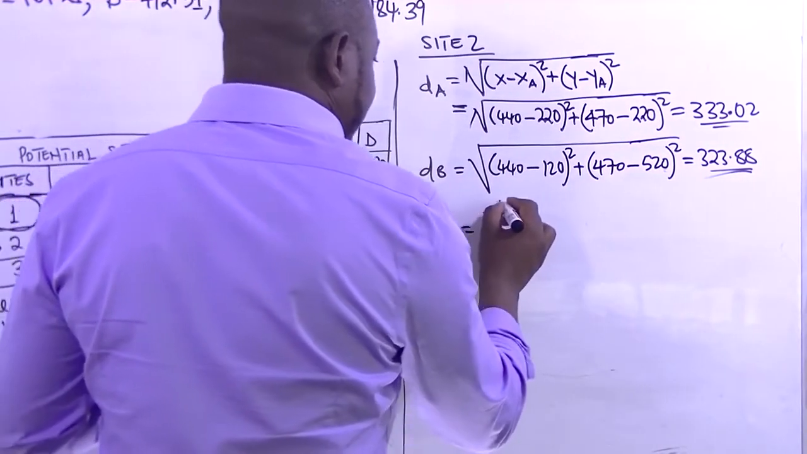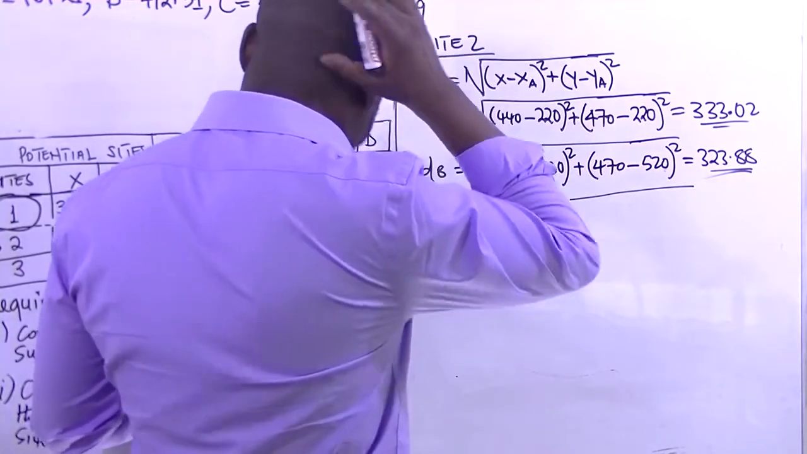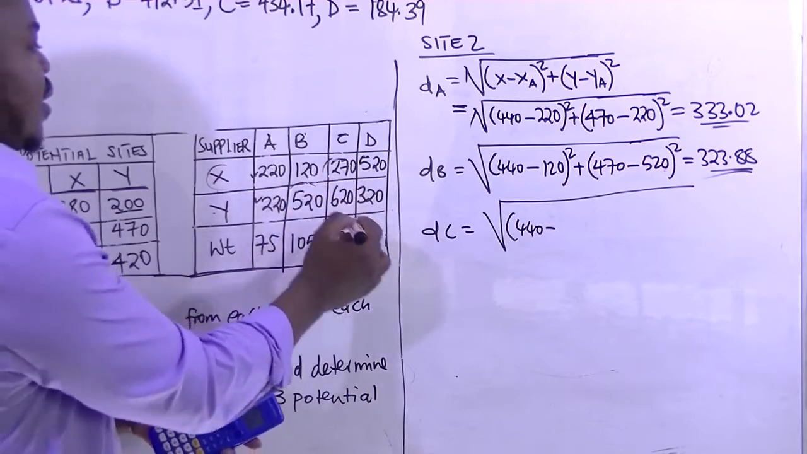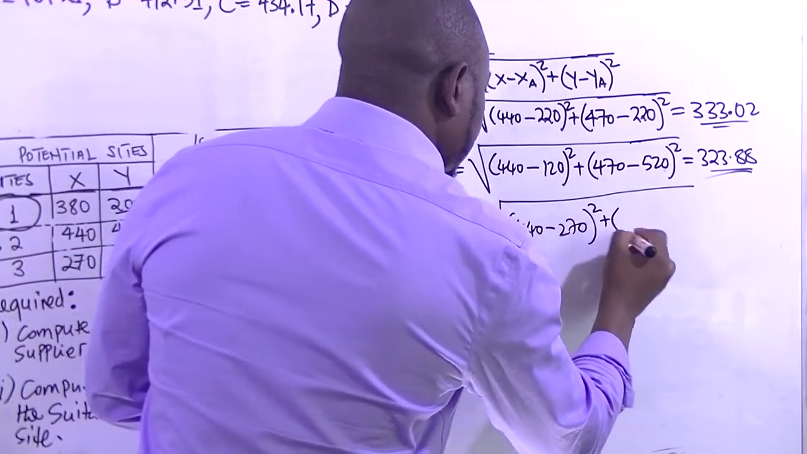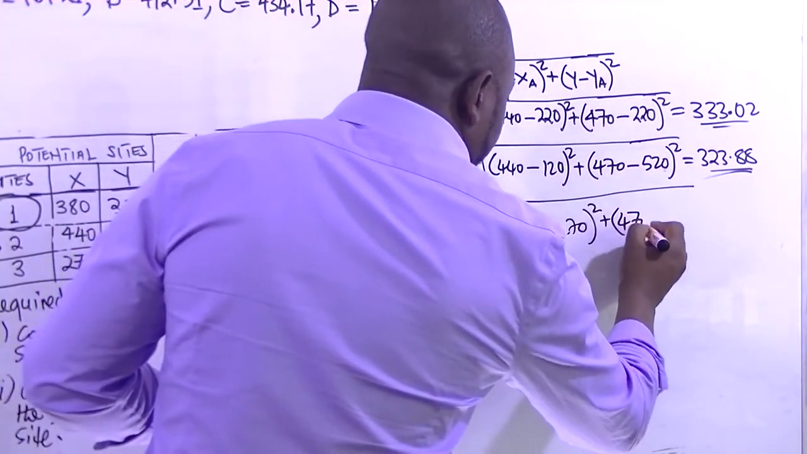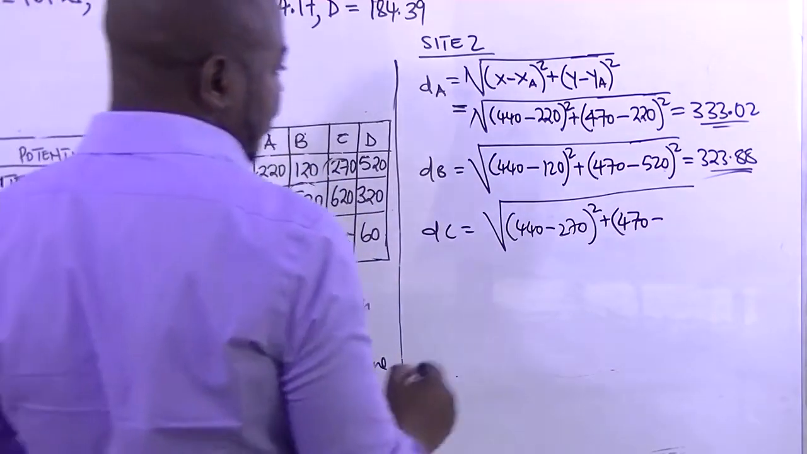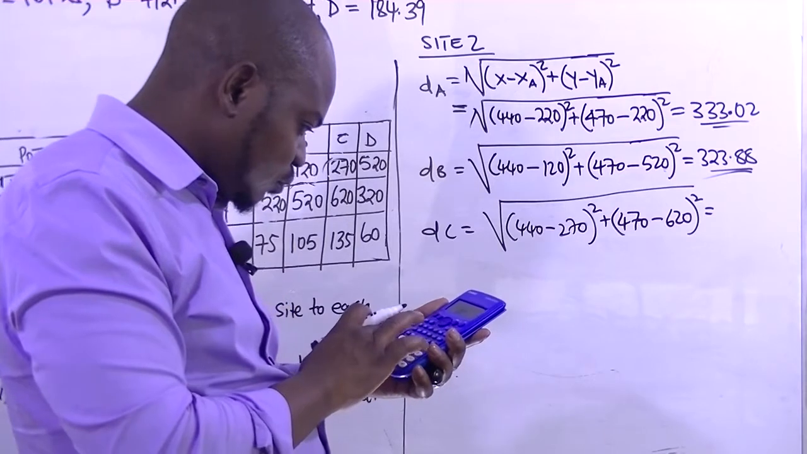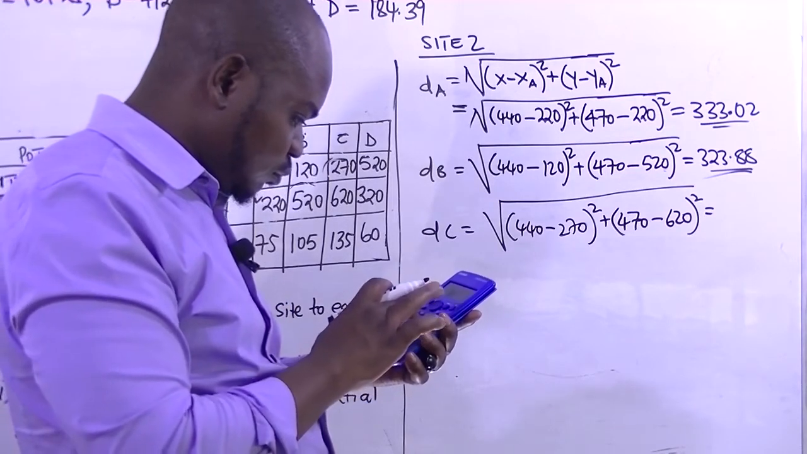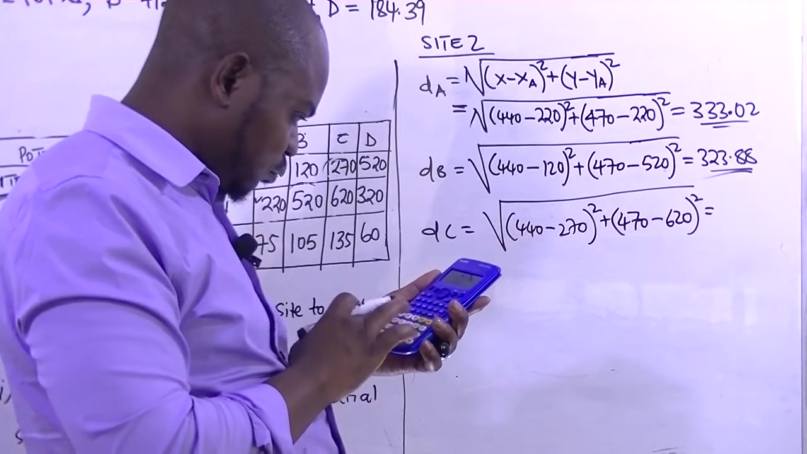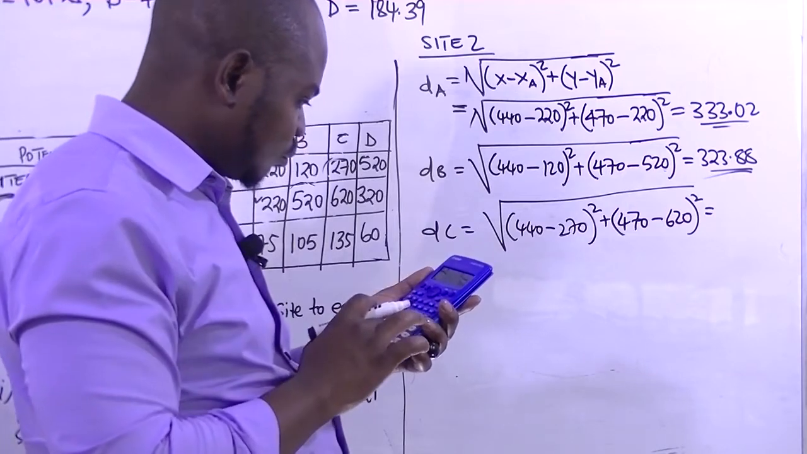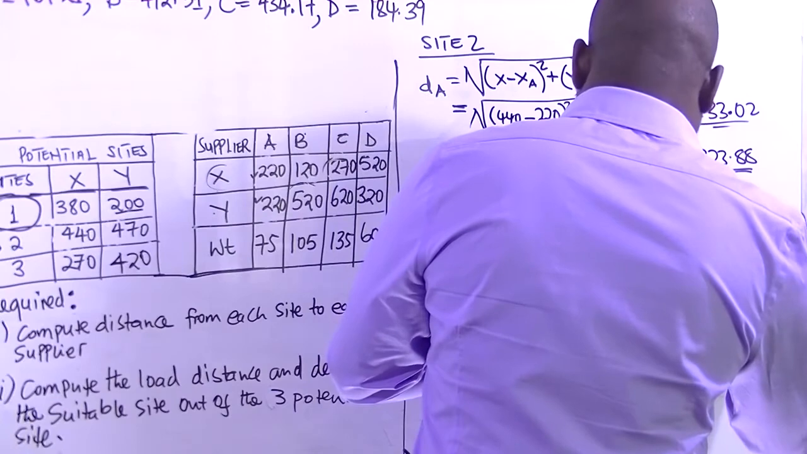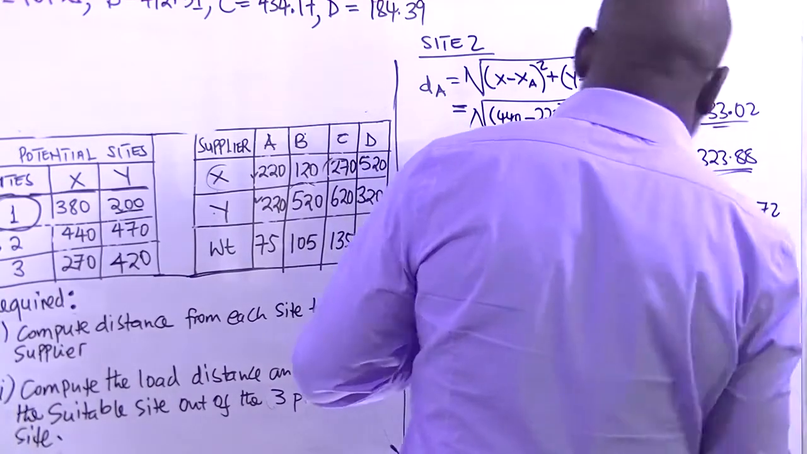So DC, like I said, 440 will maintain. We're still dealing with the same site, which is site 2. So the X there will still maintain. And then we are dealing with C. The X for C is 270. And then the 470 there will remain. And then the Y for C is 620. 620 here. And then I'll process this on the calculator. Square root of that, 226.72. Okay?